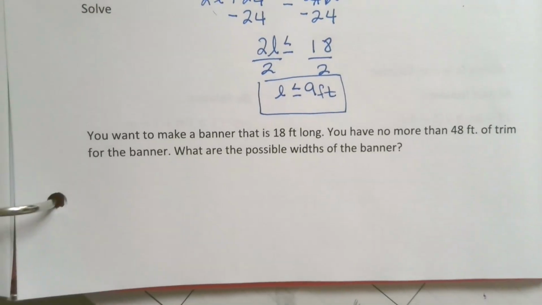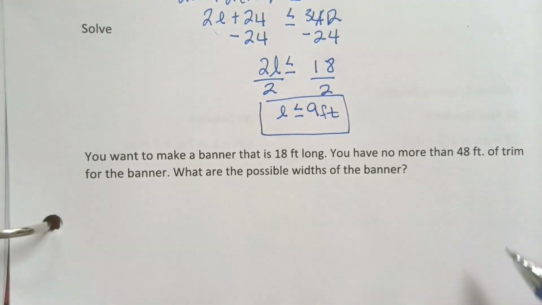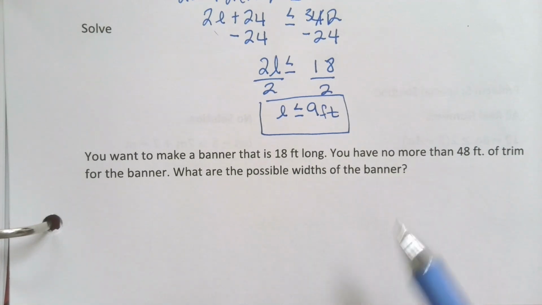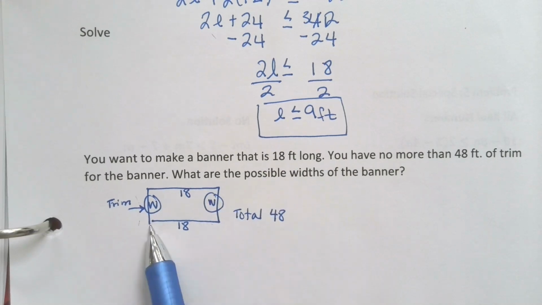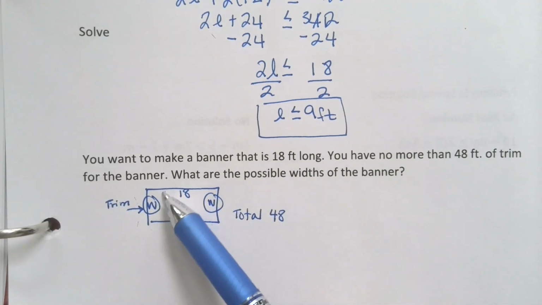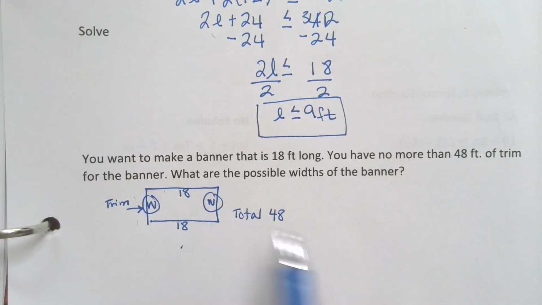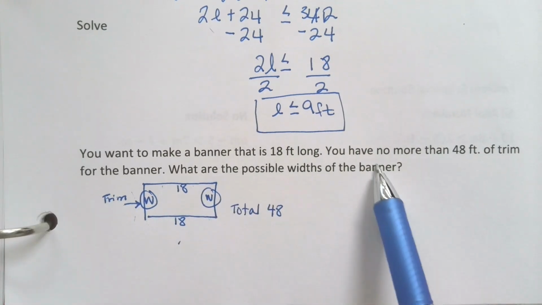If you want to make a banner that is 18 feet long and you have no more than 48 feet of trim for the banner, what are the possible widths of the banner? I want you to take a second right now, pause the video, and see if you can draw a picture of that to relate to it. Can you draw a picture that relates that situation? Trim is like saying you have a perimeter again, not area, but perimeter. Area would be the paper that you might use. You have 18 for the length, the width we don't know, and it gives us this limit of 48, and it says that you can have no more than 48.